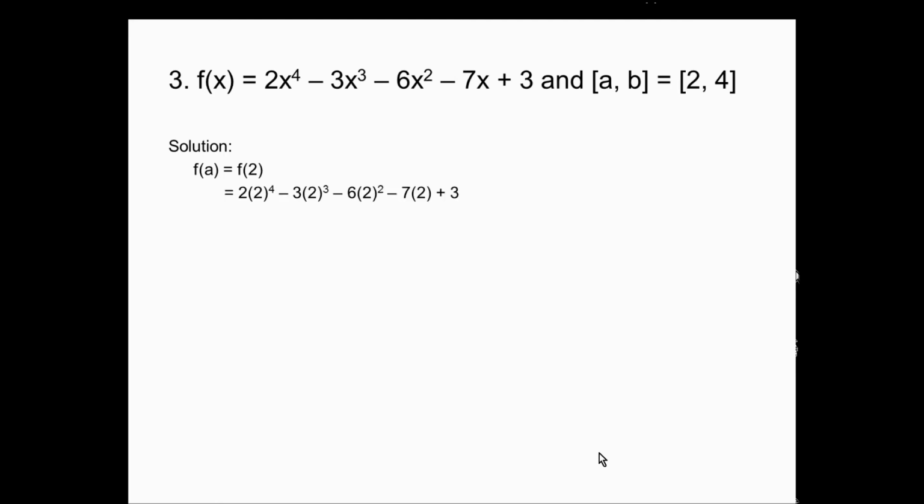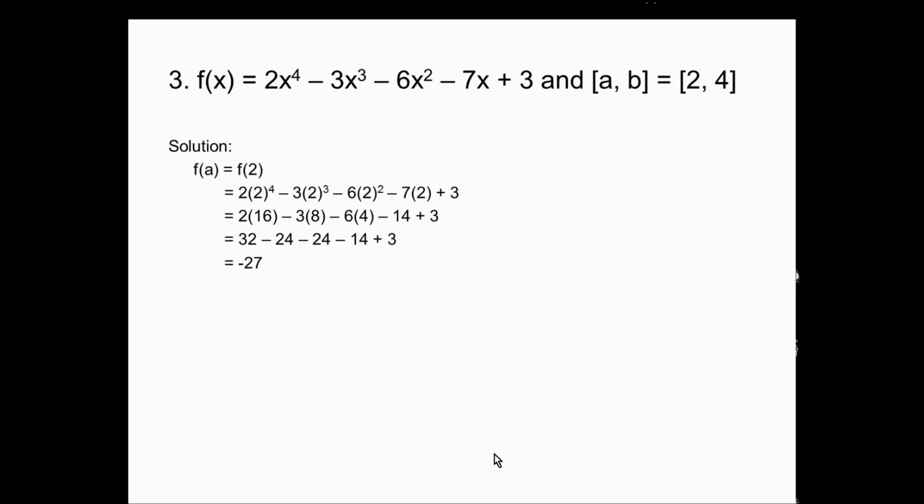Okay, f of a is going to be f of 2. So 2 times 2 to the 4th minus 3 times 2 cubed minus 6 times 2 squared minus 7 times 2 plus 3. So I have 2 times 16 minus 3 times 8 minus 6 times 4 minus 14 plus 3. So I have 32 minus 24 minus 24 minus 14 plus 3. And by the way, that should be a 2. It magically changed to a minus 1. So when I do the number crunching, I get negative 27. See, now it's back to 2.